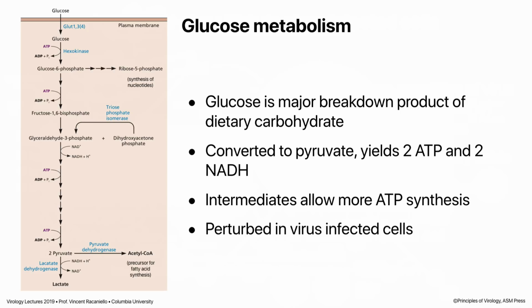And that's what's happening in the previous experiment. The cells are getting yellow because they're making lactic acid out of glucose. And along this pathway from glucose to pyruvate, you can get more energy made. So this is an energy generating system. And along the way, there are some intermediates which you can shunt off and get more energy as well. And furthermore, you can convert pyruvate to acetyl-CoA, and that can be used to make fatty acids for membranes. And so this glycolytic pathway is perturbed in virus-infected cells.